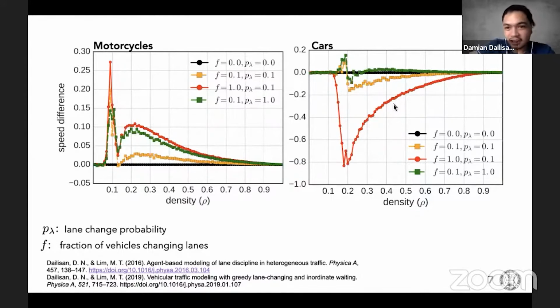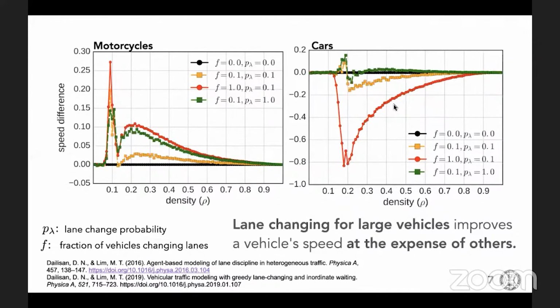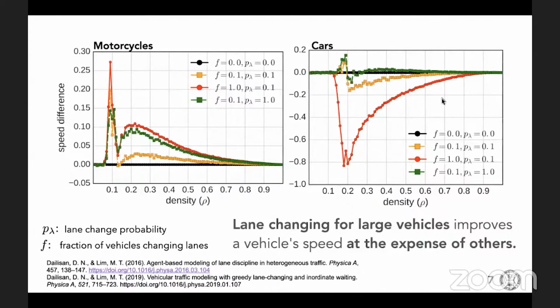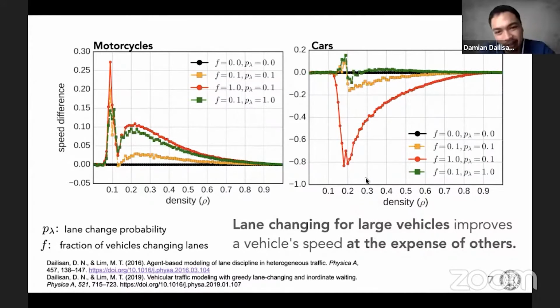On the other hand, cars, as they try to change lanes, maybe to overtake a slow-moving vehicle, in doing so are actually blocking off multiple lanes behind them. And when that happens, the rest of the system actually slows down. So if you have large vehicles, lane changing actually comes at the expense of other vehicle speed in the system. So this is the result that we got in our first 2 papers.